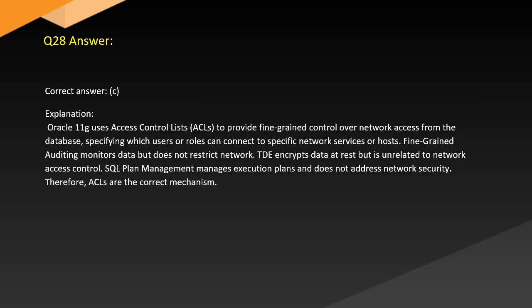Answer. Correct answer: B. Explanation. Oracle 11g uses access control lists (ACLs) to provide fine-grained control over network access from the database, specifying which users or roles can connect to specific network services or hosts. Fine-grained auditing monitors data but does not restrict network access. TDE encrypts data at rest but is unrelated to network access control. SQL plan management manages execution plans and does not address network security. Therefore, ACLs are the correct mechanism.